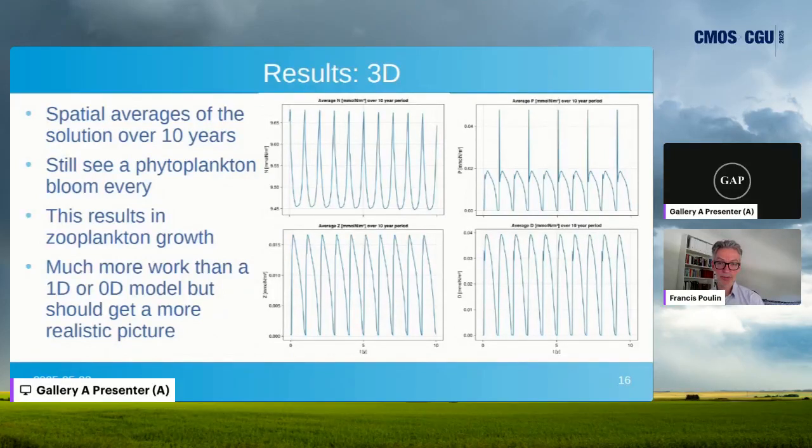Next. And so this is what we end up getting when we take our complicated three-dimensional model and average over all spatial variables to give us basically a point at each time, which you could get very easily from just solving a system of ODEs. This is much more complicated, but it's something that you can compare with a simple ODE system to see how things differ. And we do see that there are phytoplankton blooms on the top right, which then corresponds to zooplankton growth. Again, we're not doing a quantitative comparison, just looking at the qualitative results. Next.